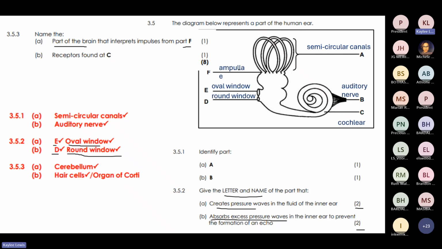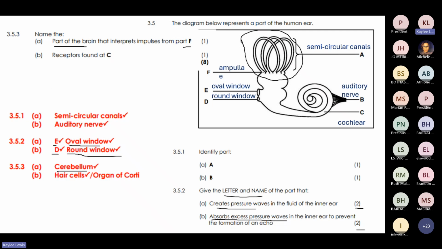Now, F, ampulla, and remember your cristae is sitting in there. And this is all involved in balance. So what part of the brain interprets balance? Well, that's going to be the cerebellum. If they asked you what part of the brain interprets impulses from C, the cochlear part would be for hearing, so that answer would be the cerebrum. But they asked you from F, so that is going to be balance, and they'll go cerebellum.